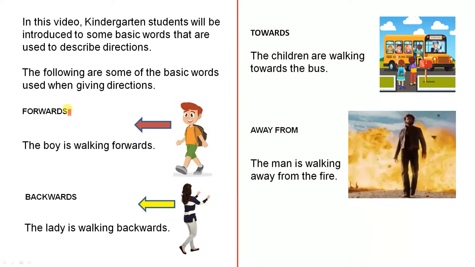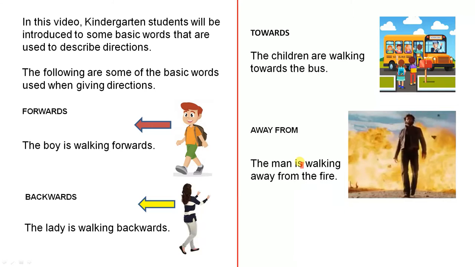The first one is forwards. The boy is walking forwards, so he's walking in that direction. Backwards. The lady is walking backwards, so she's walking in that direction. Towards. The children are walking towards the bus, so they're walking in the direction of the bus.